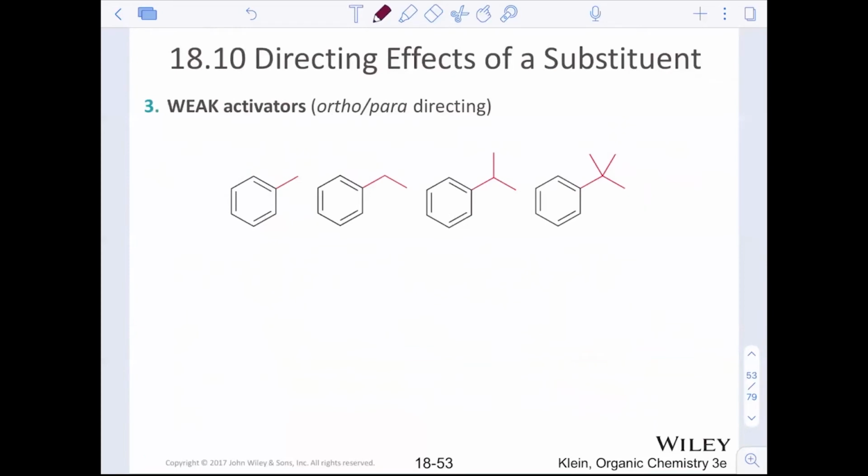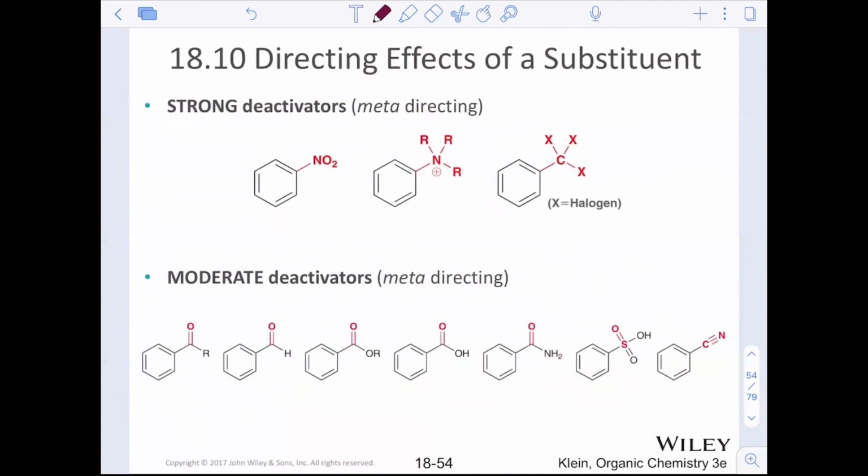Weak activators, still ortho-para directing, right? All of the activators are ortho-para directing, as are our alkyl groups: primary, secondary, tertiary, etc. Strong deactivators are meta-directing: nitro, protonated amines or tetrasubstituted amines because of the positive charge, or carbons with 3 halogens. That is because of the ability of those halogens to make that carbon so electron deficient, delta positive. That would be something like a CBr3.